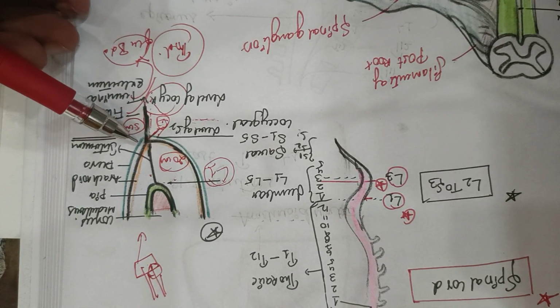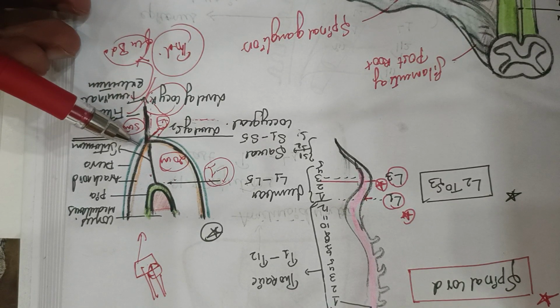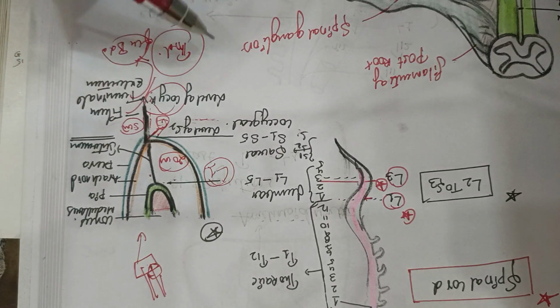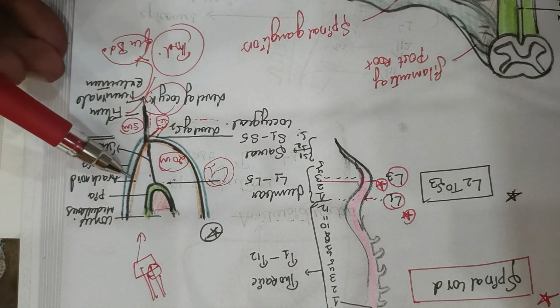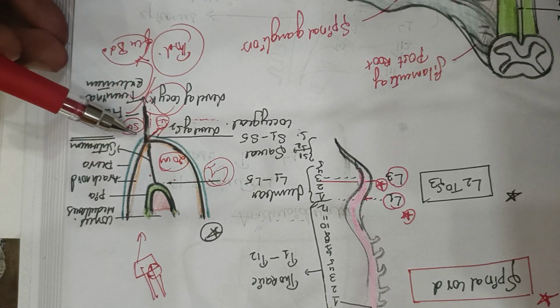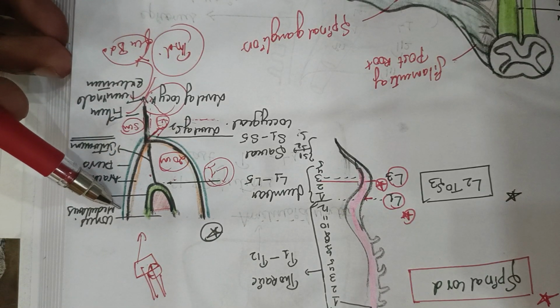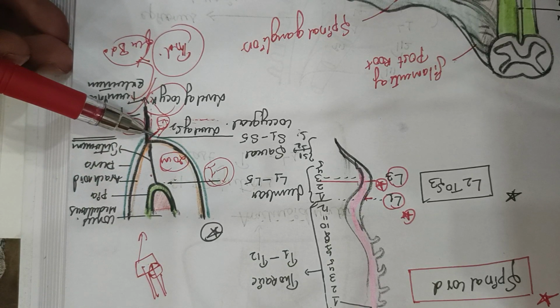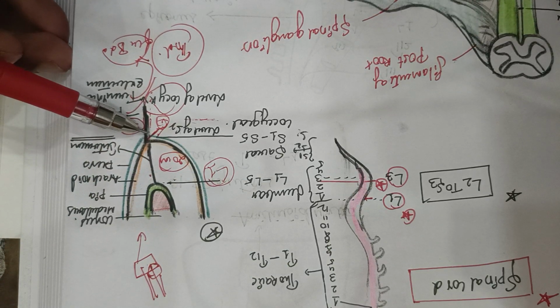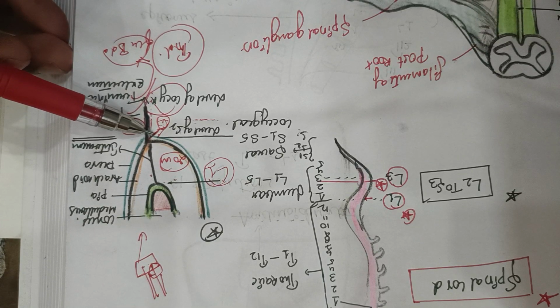And if you observe this carefully, this is the dura. The dura converges at S2. This is the pia mater, this is the arachnoid, and this is the dura. And this dura, on the right side and the left side, converges at S2. This convergence happens at S2.